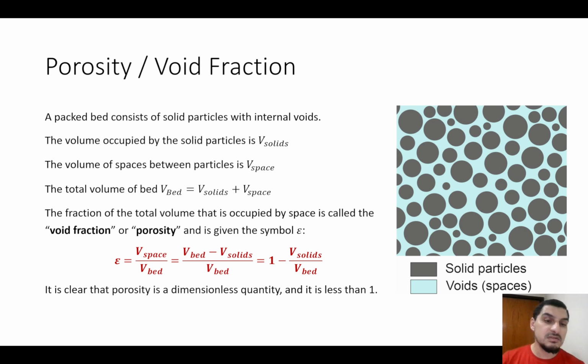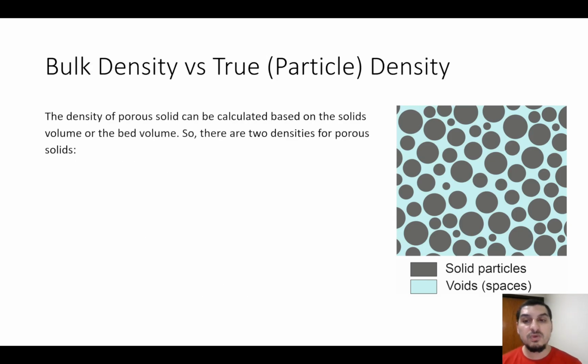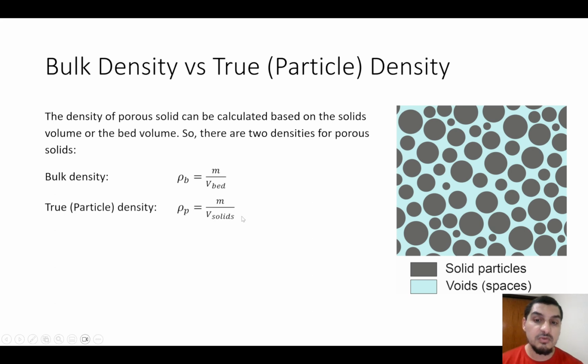So this is sometimes more convenient to deal with or to calculate, which is the volume of the bed. That's why we have two volumes when we deal with packed beds: the volume of the solids by themselves, or the volume of the bed that they are put in. Based on this, we have two densities depending on which volume we are focusing on. We have the bulk density, which is the mass over the whole bed volume, which is easy to measure. And we have the particle density, which is the mass over the volume of solids.